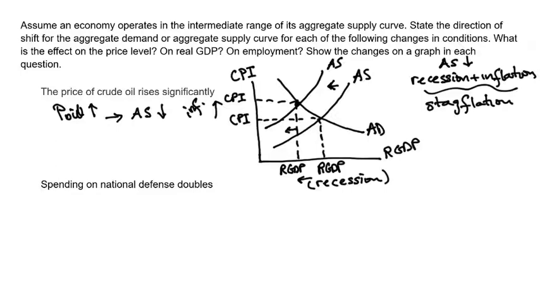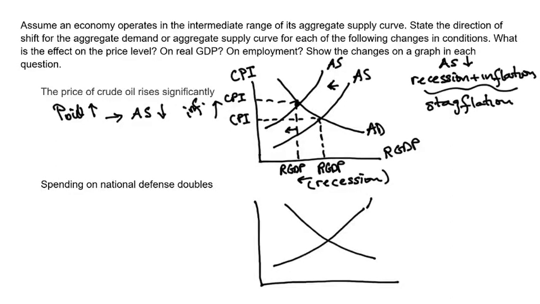Before I do anything, I want to first show the initial equilibrium in the economy, assuming that the economy is in equilibrium in this hypothetical case. We have the AS curve upward sloping and the generic AD curve downward sloping. We have the real GDP and the CPI right here, and we have this equilibrium real GDP and the CPI level. And we know that spending on national defense doubles. It looks like this is the government expenditures.